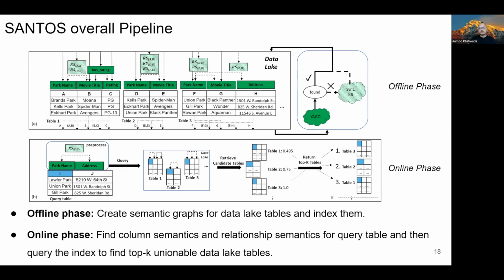During creation, we first try to use the external knowledge base to find column semantics and relationship semantics. However, if we cannot find them, then we use the synthesized knowledge base. In the query phase, the data scientist provides a query table, and we first find its column semantics and relationship semantics using the external knowledge base as well as the synthesized knowledge base. Then we retrieve the index created in the offline phase to find the top k unionable tables. Please find more details in our paper.